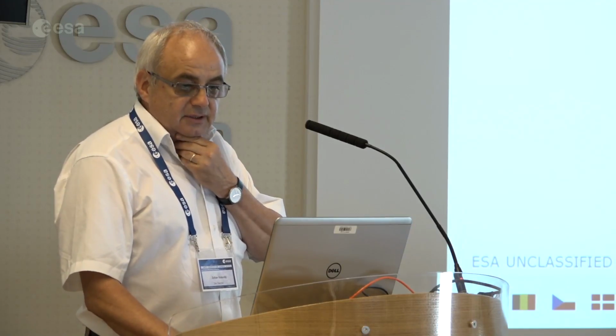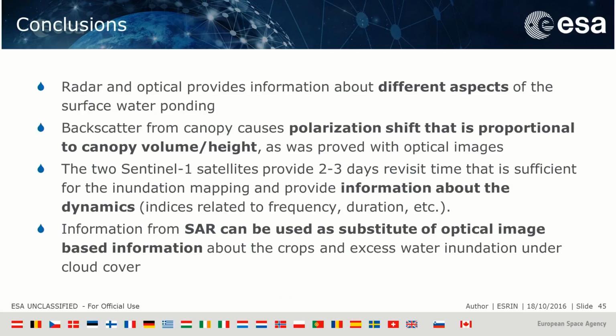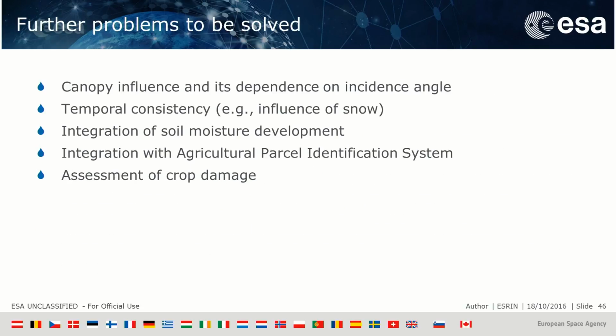But with the different colors, you can express the different inundations. And this way, you can use Sentinel-1 images operationally for mapping these temporarily inundated areas.